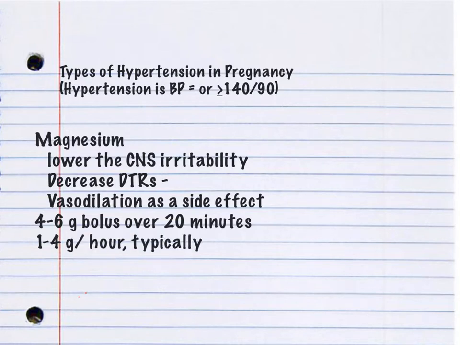Typically, for preeclampsia, you're going to see 2 grams per hour, okay? For preterm labor, you could see 1. You could see higher doses in more severe cases, but most of the time, what you're going to see is 2 grams per hour. Now, to this end, most of the time, we have standardized bags because this is a very high-risk medication.